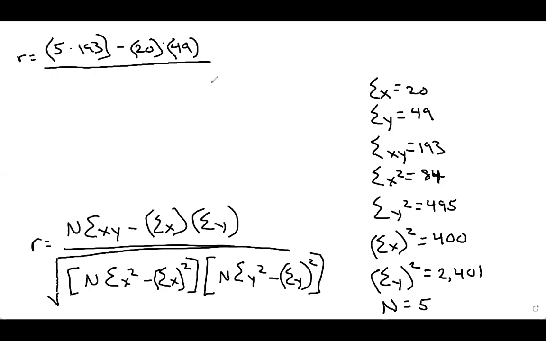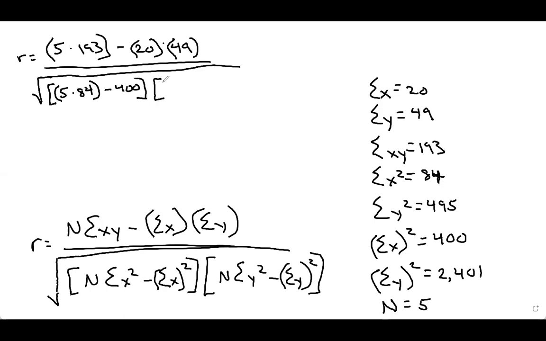Over the square root of brackets, 5, and that's going to be multiplied by the sum of x squared, which, if we look down on our cheat sheet here, is 84. We multiply those first, so I'm going to put those in parentheses, and that's going to be subtracted by the sum of x, squared. So that sum of x, squared, if you look down here, is 400.